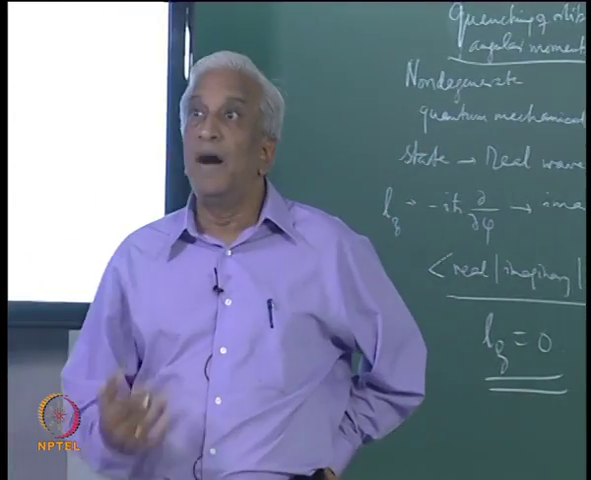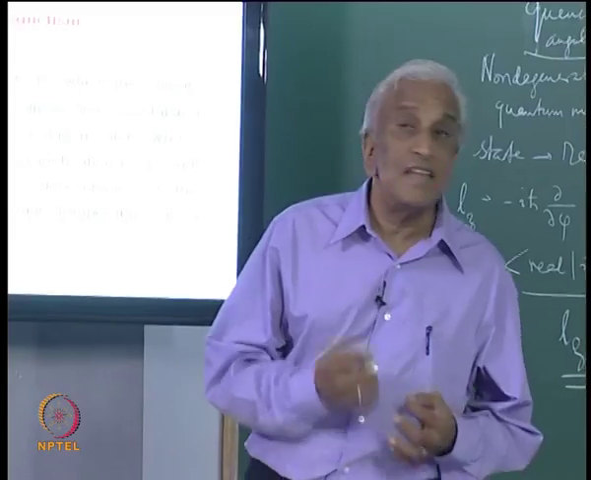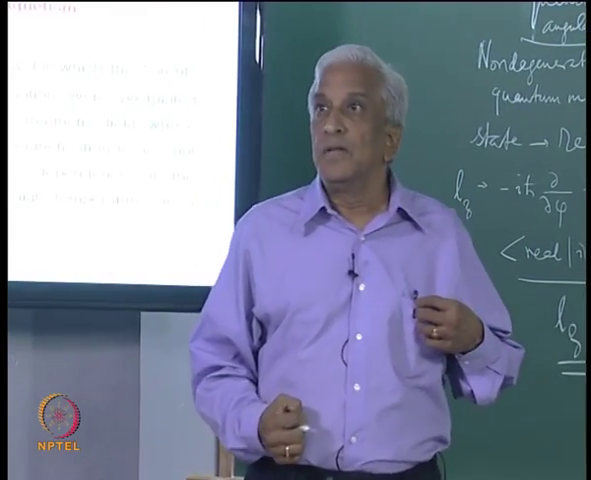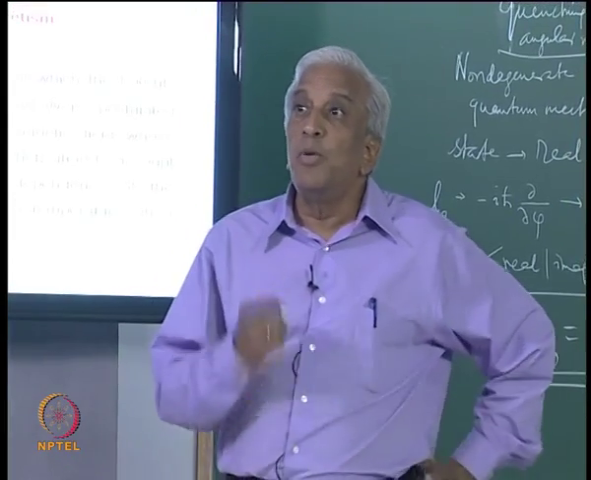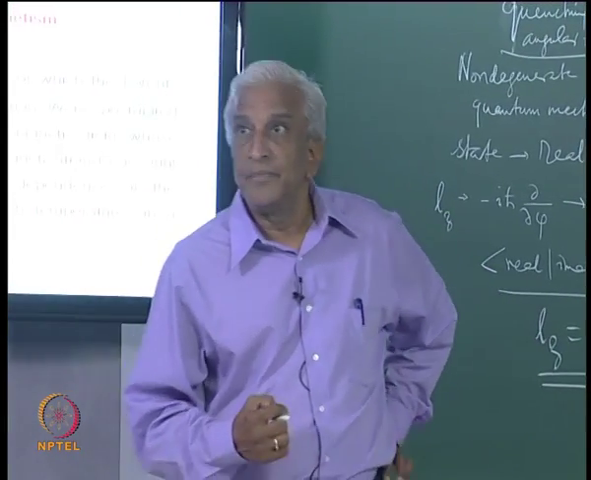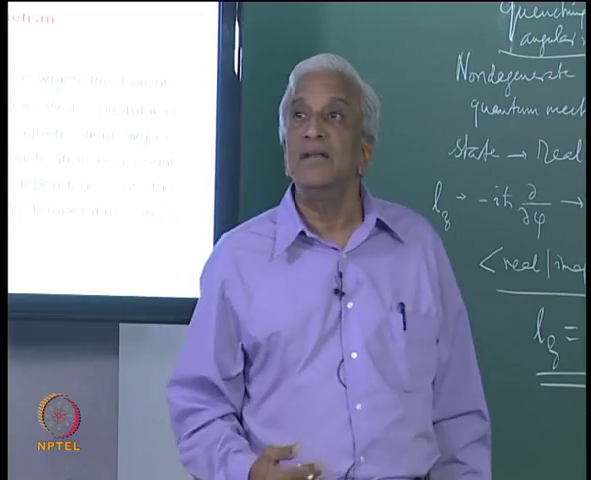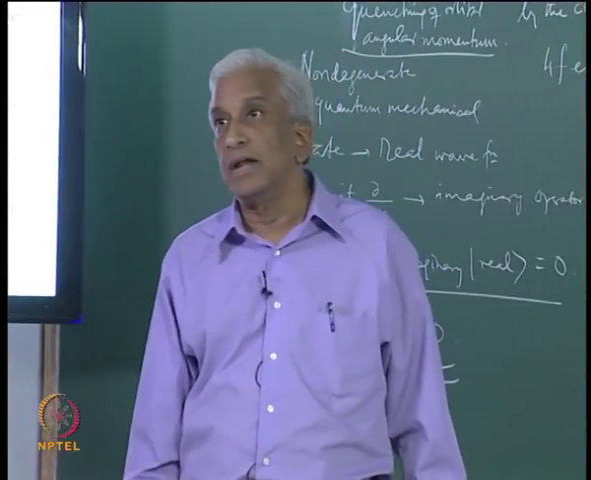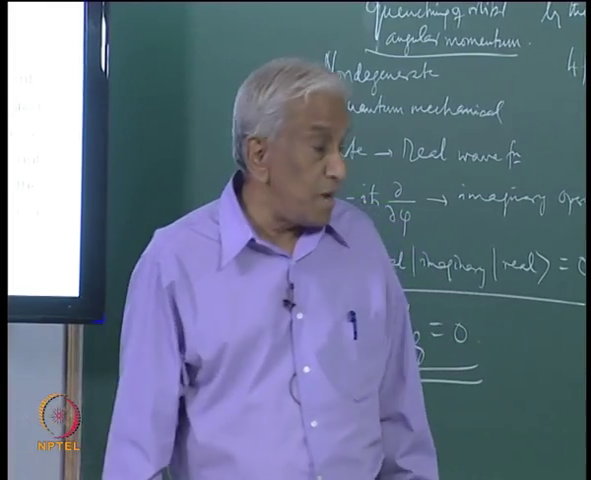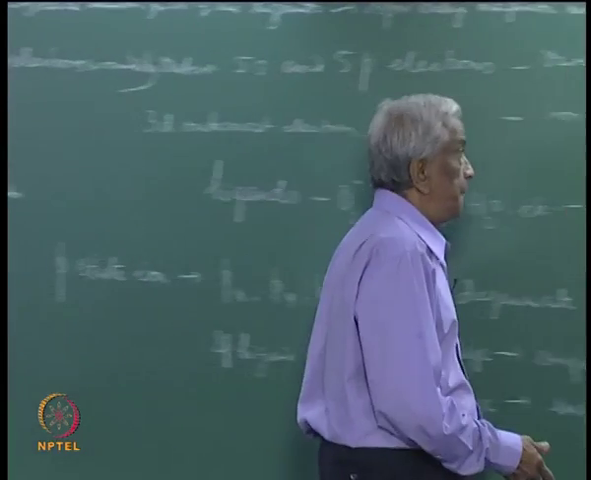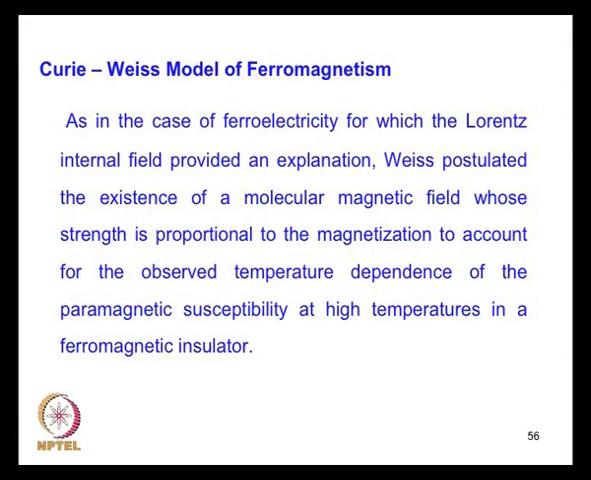So, Weiss postulated the existence of a molecular magnetic field whose strength is proportional to the magnetization in order to account for the observed temperature dependence of the paramagnetic susceptibility at high temperatures in a ferromagnetic insulator. So, this is what we are going to consider now. So, the Weiss molecular field hypothesis.